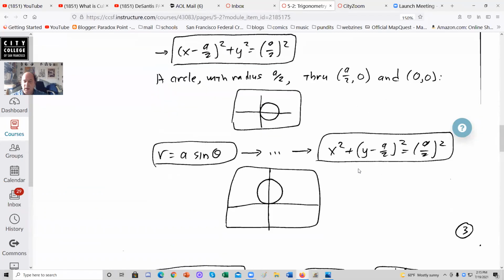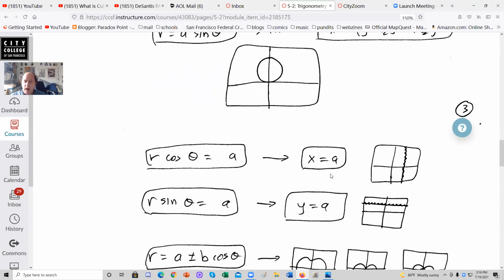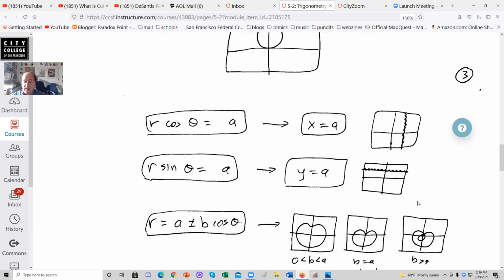This is a circle with radius a over 2 through a, 0 and 0, 0, looking like this. For r equals a sine theta, much the same thing happens, only with a y. So it's x squared plus y minus a over 2 all squared equals a over 2 all squared. That's a circle with radius a over 2 through 0, 0 and 0, a. r cosine theta equals a. Well, that's easy enough. r cos theta is just x, so this is x equals a, a vertical line through x equals a. r sine theta equals a is the same as y equals a, a horizontal line at height a.